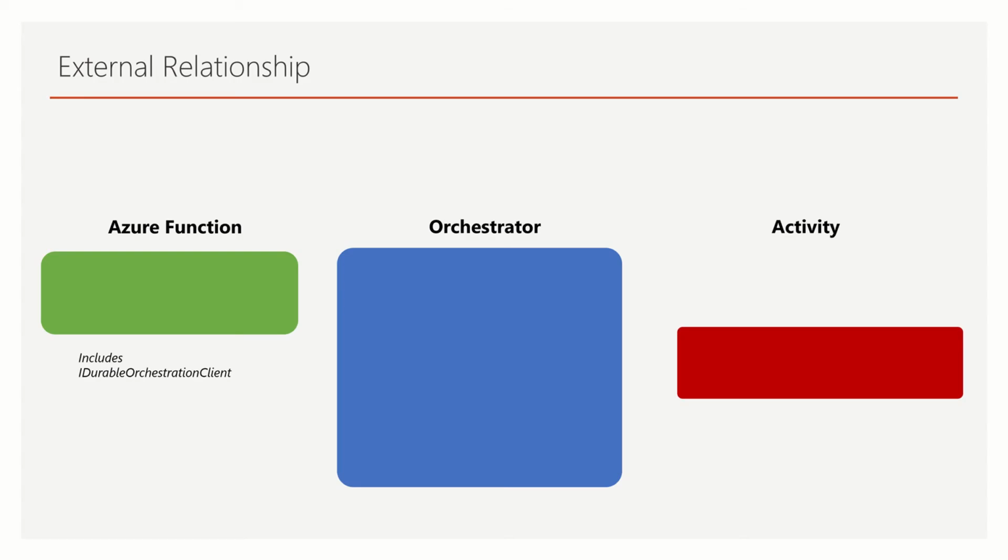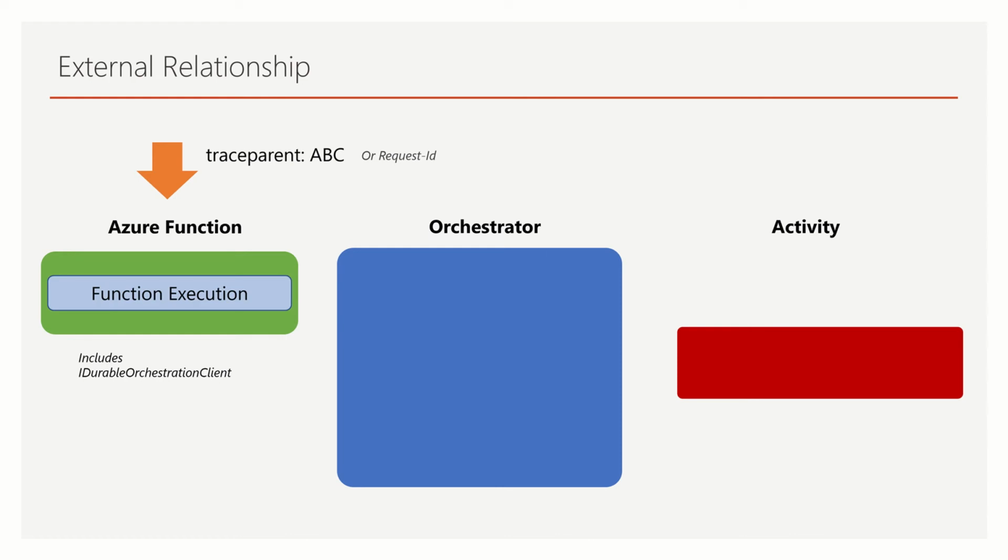This is a diagram of an external relationship. If you have an external system calling the durable function system, you need to pass an ID with the header, for example the traceparent HTTP header, or the request ID. So you can send an ID like this from the external system. Then the Azure function gets started.